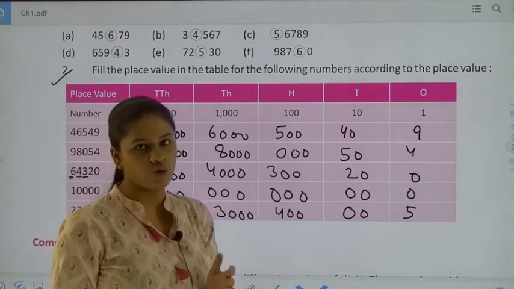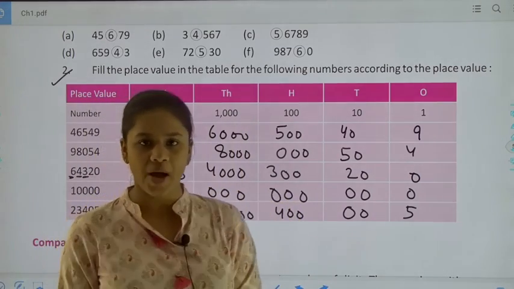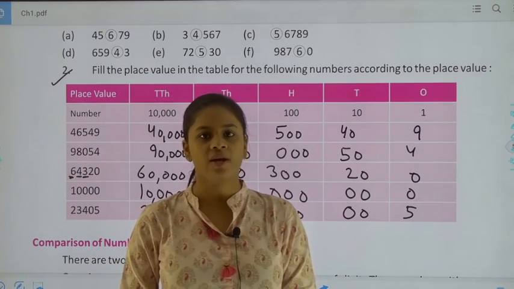Okay students, so don't get confused, and you have to do this exercise in your maths notebook. That's all for today. Thank you class.